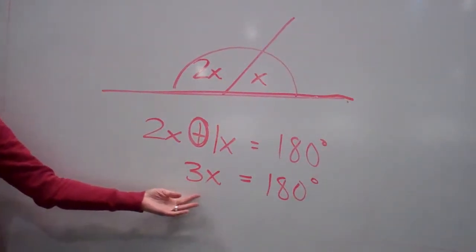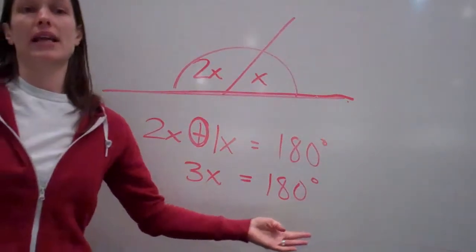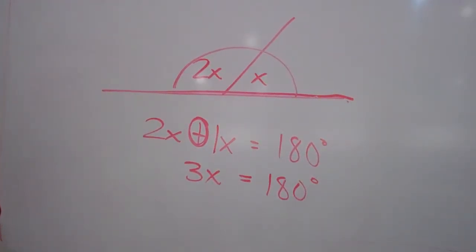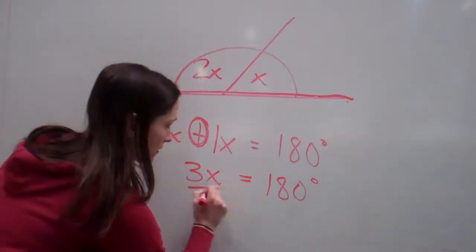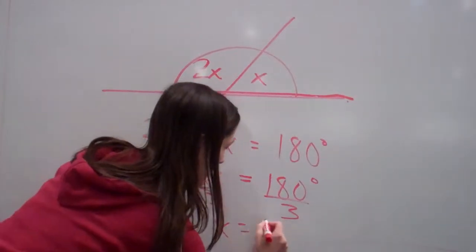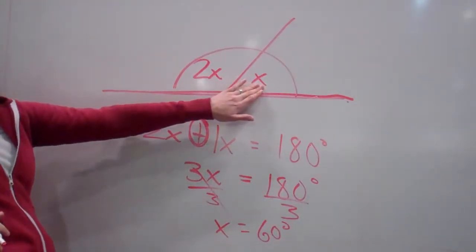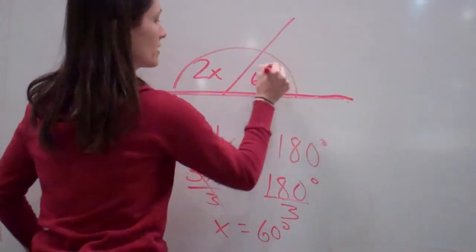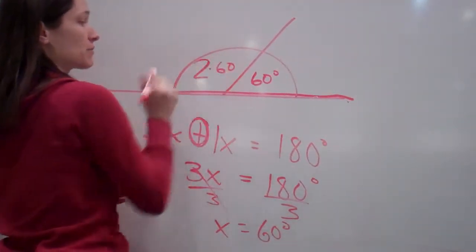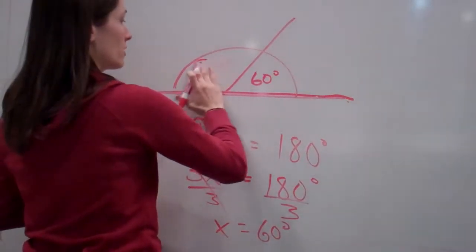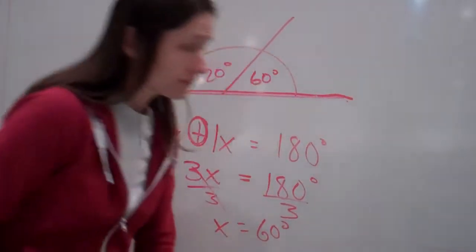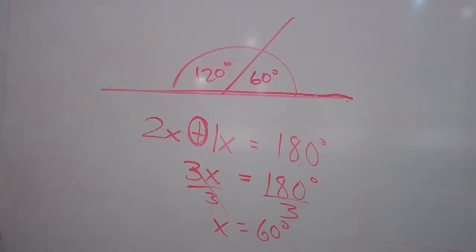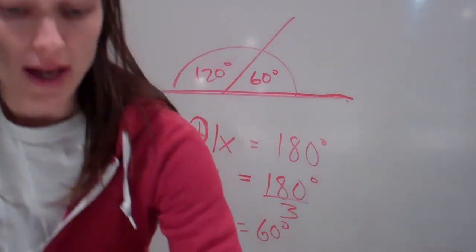So what is this saying? 3 times what equals 180? So 180 divided by 3. What would x be? 60. So I would divide by 3, and x would equal 60 degrees. So this angle is 60 degrees, and this angle is 60 times 2, which is 120. Does 120 plus 60 equal 180? Ding, ding, ding. We've got it right. Everybody understand how we did that? It actually became pretty simple once we learned how to do that. Okay, that's lesson 101.